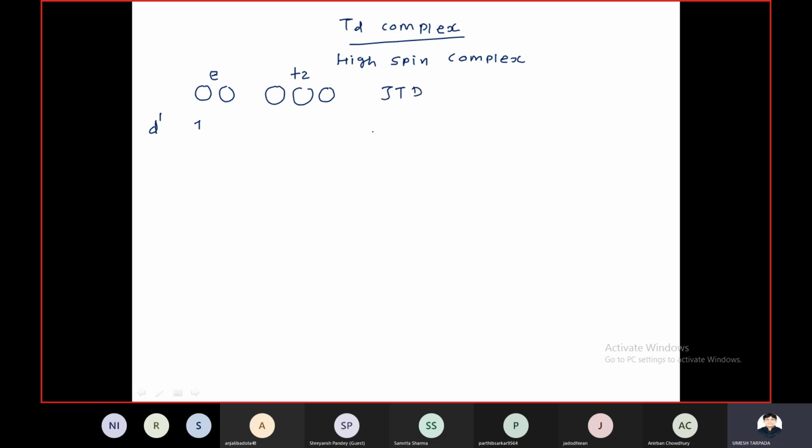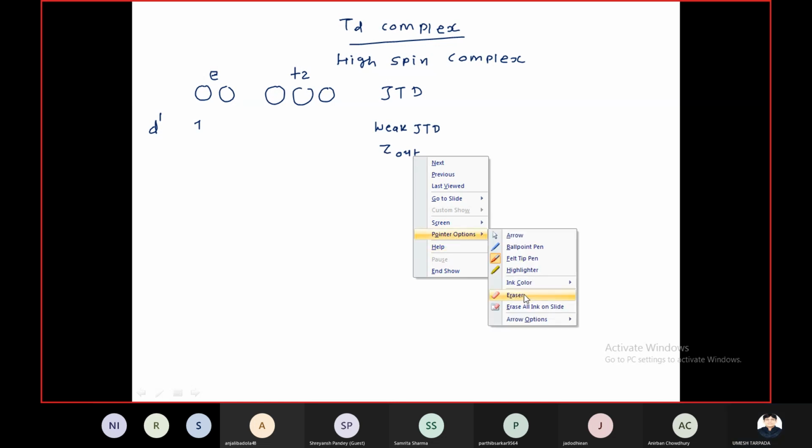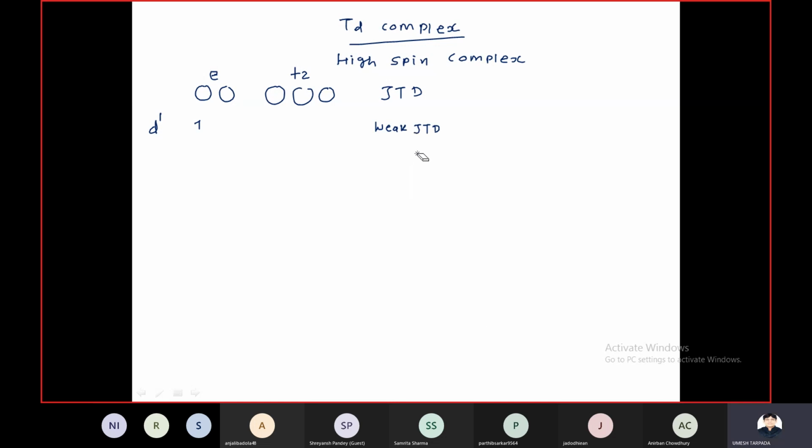So what about Jahn-Teller distortion? It's a weak Jahn-Teller distortion. Because in the case of octahedral complexes, if the eg orbital is unsymmetrical, you can have a strong Jahn-Teller. But in the case of tetrahedral complexes, even if t2 is unsymmetrically filled, you can have a strong Jahn-Teller. But here it's a weak Jahn-Teller. Again, it is not T2g1, so it's Z out. Okay, which type of nature is there? It is Z out.